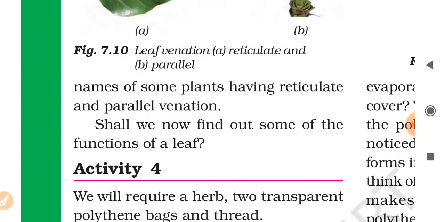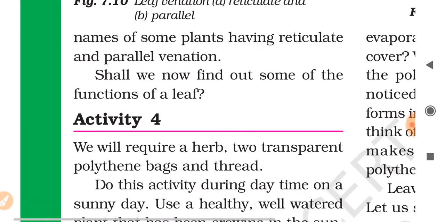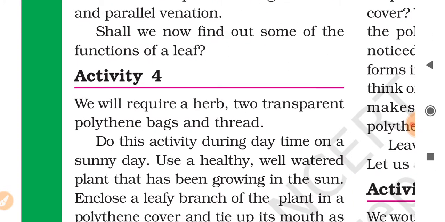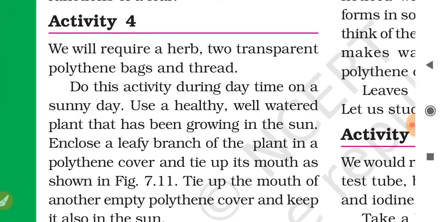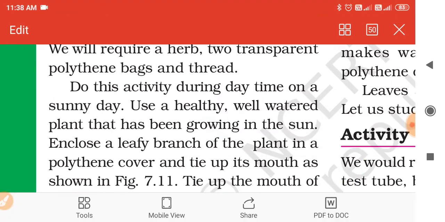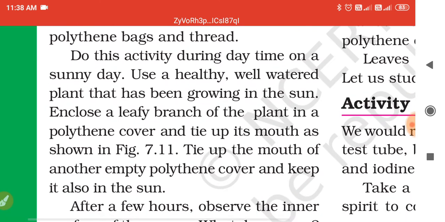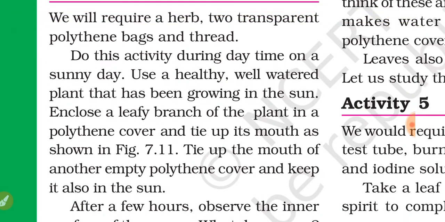Shall we now find out some of the functions of a leaf? Now we discuss the function of a leaf after this activity. We will require a herb, two transparent polythene bags and thread. Do this activity during the daytime on a sunny day. Use a healthy, well-watered plant that has been growing in the sun.